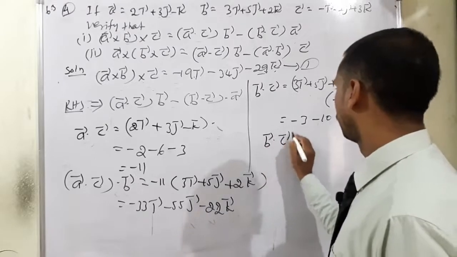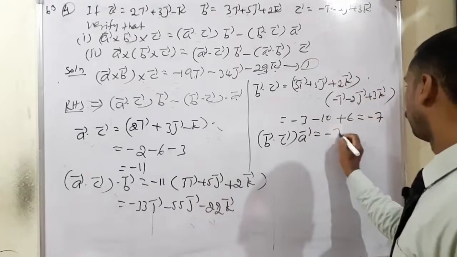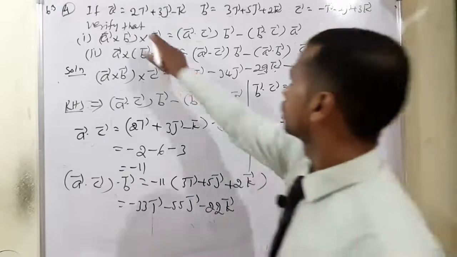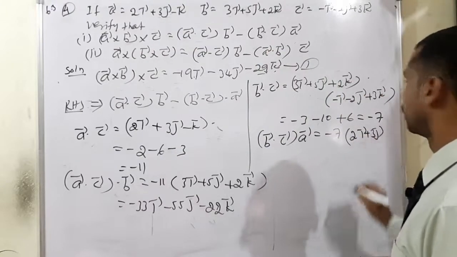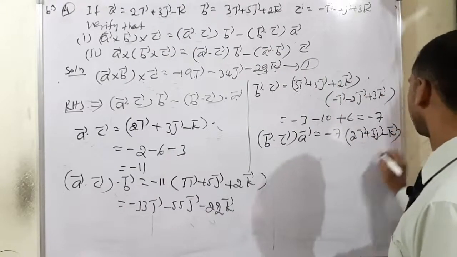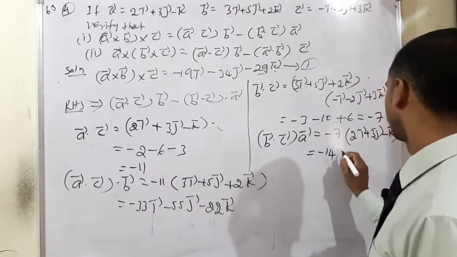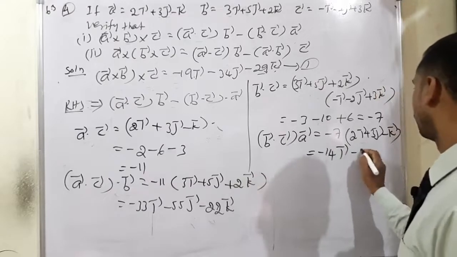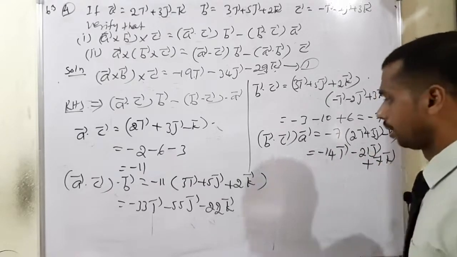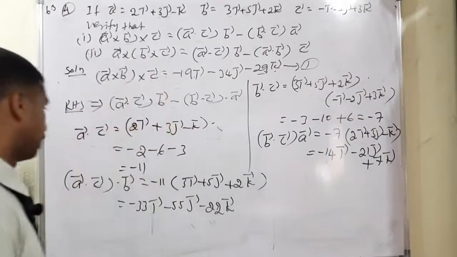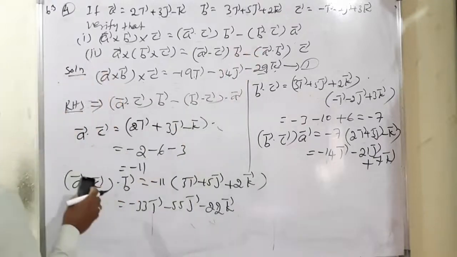Therefore, B vector dot C vector into A vector. B vector dot C we already found is minus 7, into A vector, which is 2i plus 3j minus k. So multiply now: 2 into minus 7 is minus 14 i vector, 3 into minus 7 is minus 21 j vector, plus 7 k vector. So the simplification after getting this term, minus sign is there, isn't it?